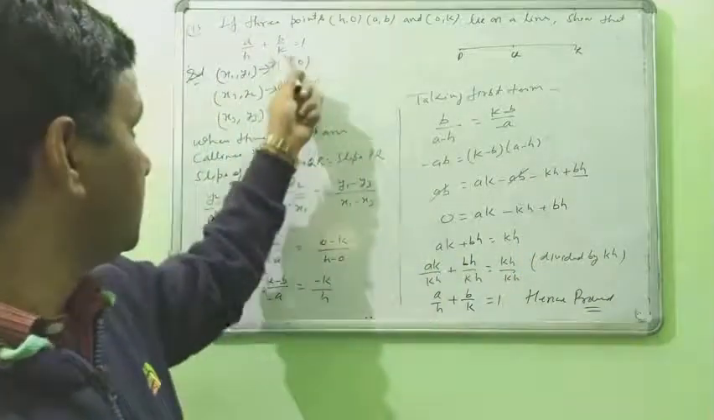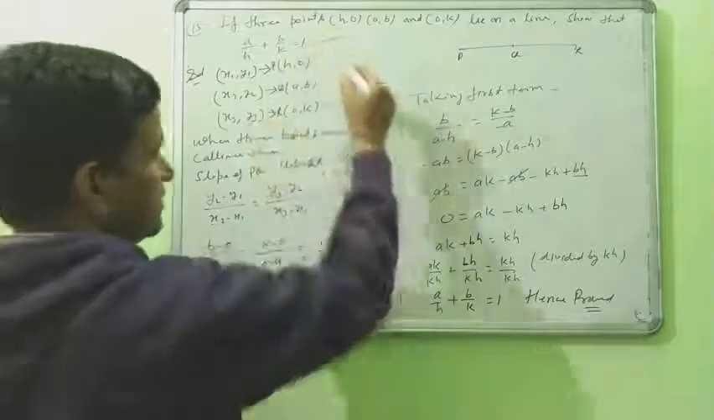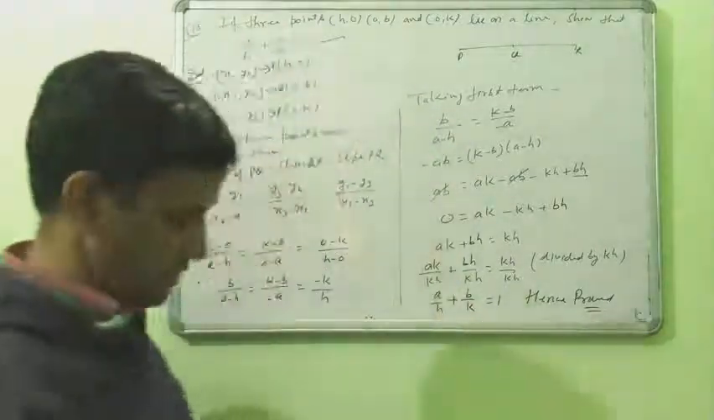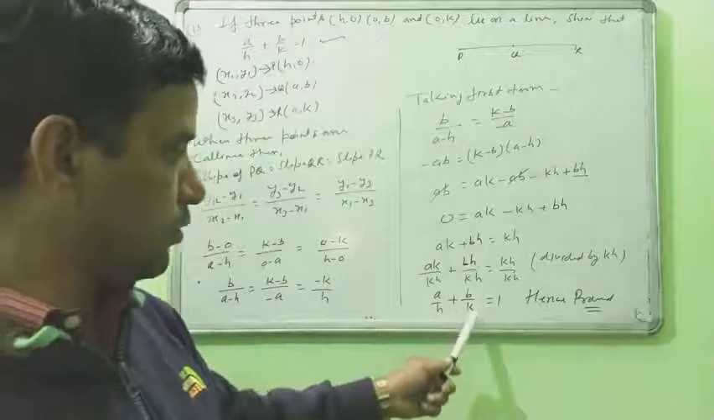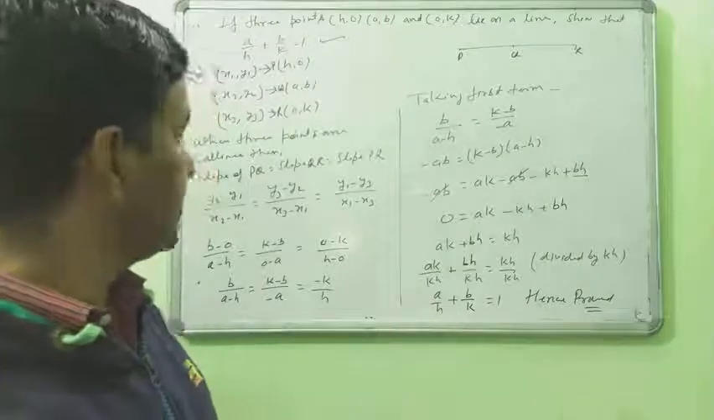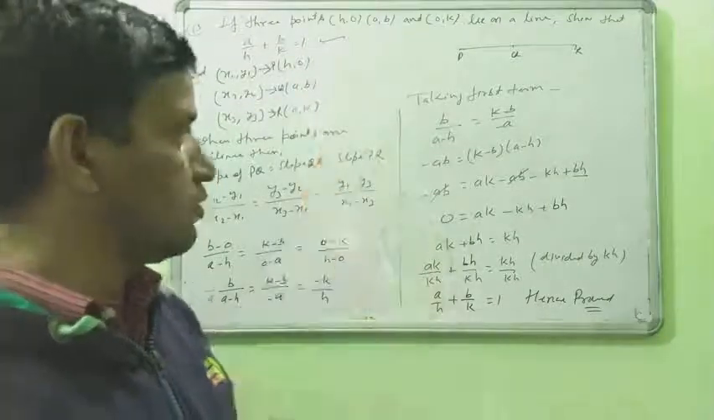So what is the requirement you have to prove here? This is the completed process. The process is completed: a upon h plus b upon k equal to 1. So hence proved. According to this way you will prove that.